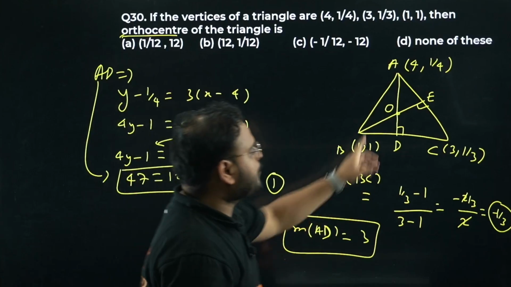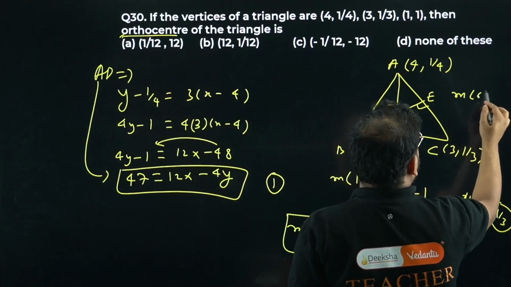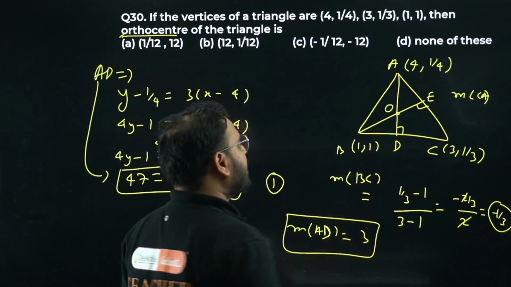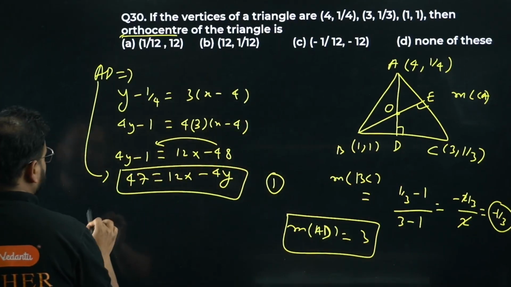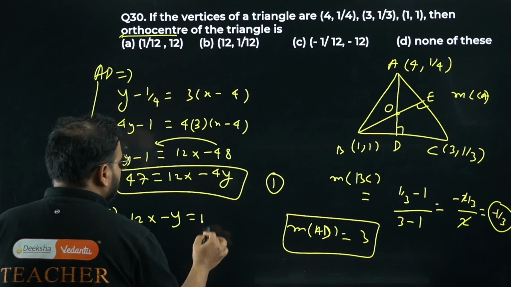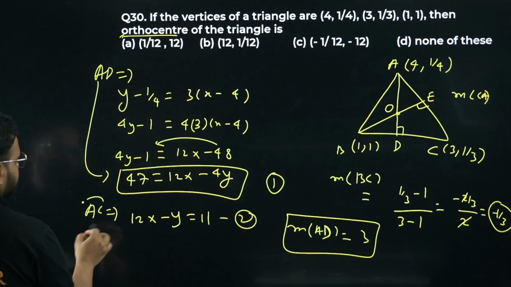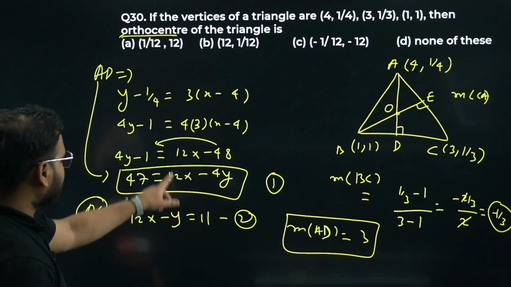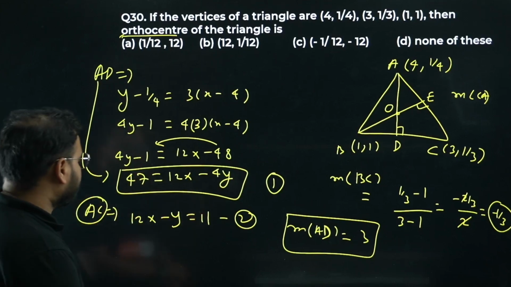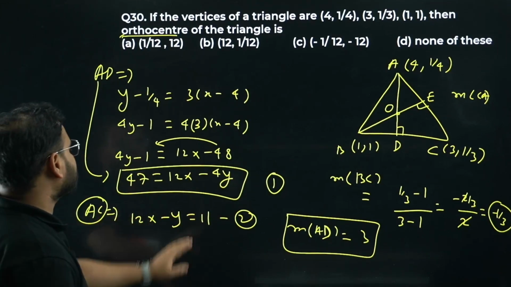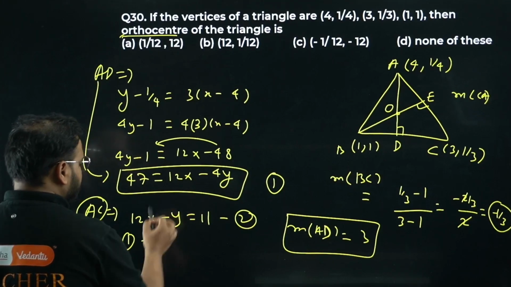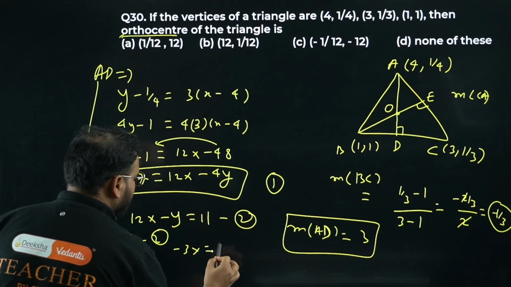Same way I can find the slope of AC, sorry, not AC, basically CA, and use the point 1, 1 to find the line of AC. So AC will actually come out as, please check, 12x minus y equals 11. This is going to be your equation of AC. Now if you solve this, please check, if you subtract these two, you're going to get 12x cancelled. You'll have this basically as 3y, and you'll have this as 48. If you subtract 1 minus 2, you're going to get 12x cancelled. You'll have minus 3y equals 36.